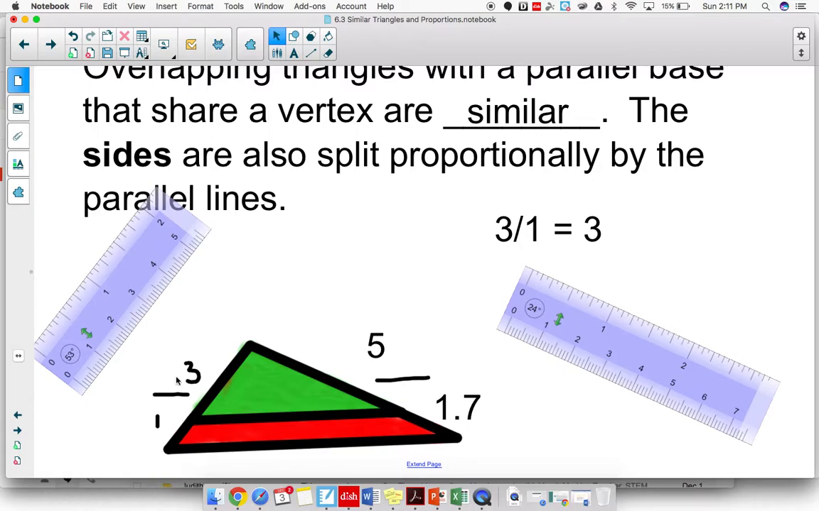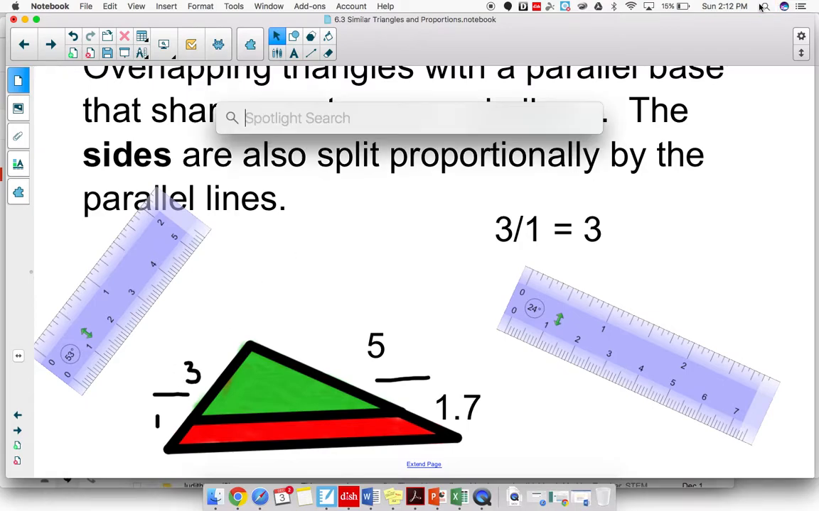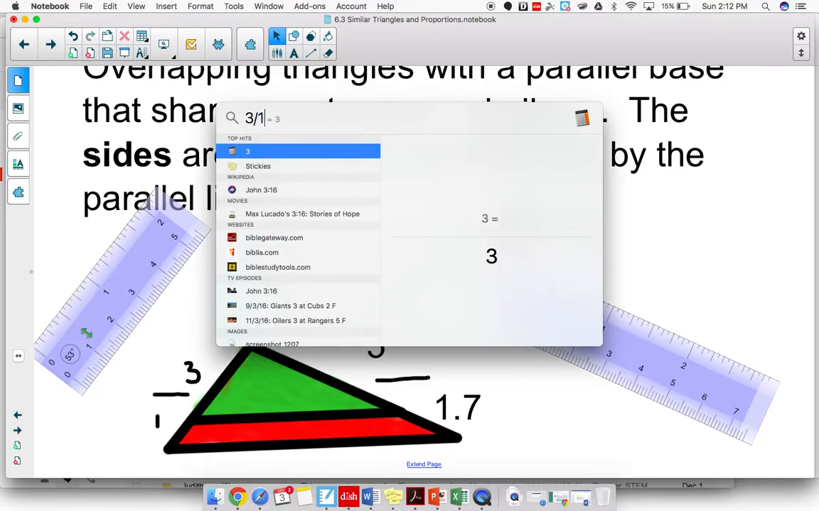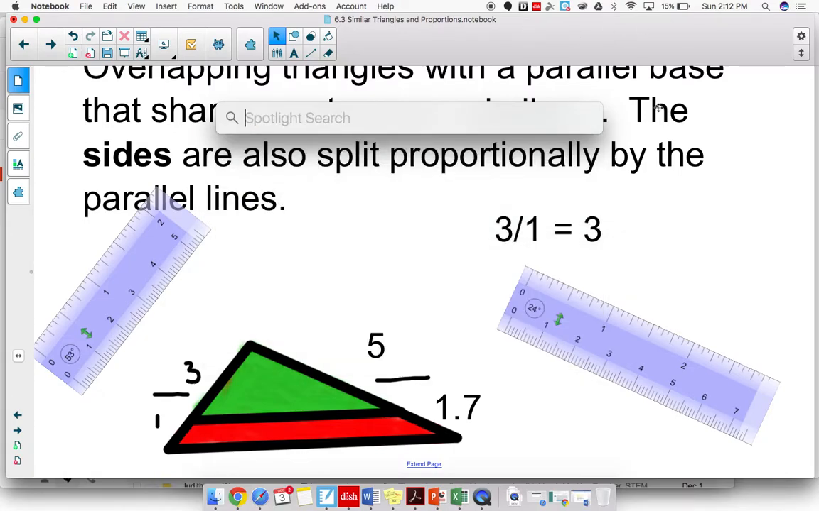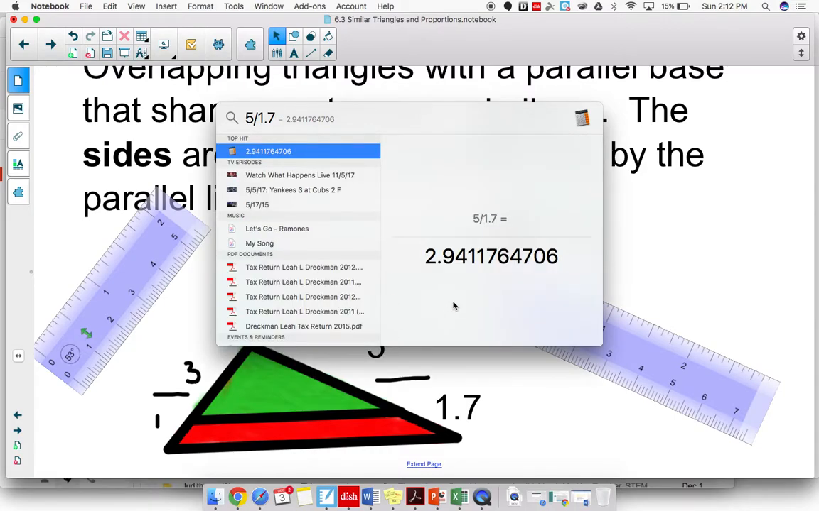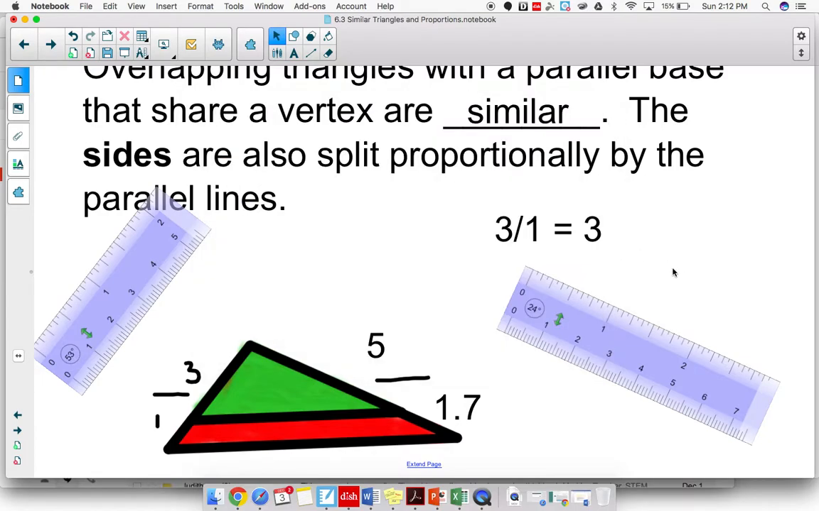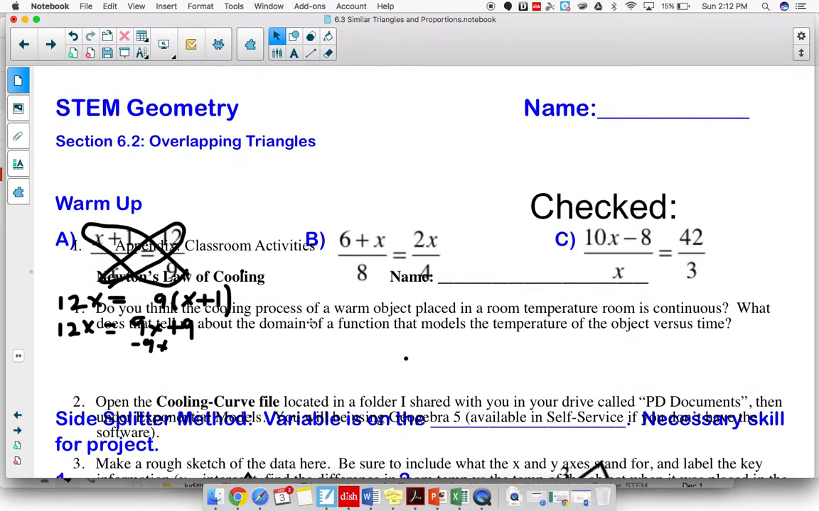So what happens when we divide this out? Well, let's just check. 3 divided by 1, that's pretty obvious. That's 3. But what's kind of cool about this is even though these other sides are different lengths, when you divide those two values, it turns out that, again, it's off a little because I measured by hand, but that's pretty close to 3. And so what happens is these sides that got split up form a proportion that we can set those fractions equal to each other, and that's the relationship that will exist on all of them.